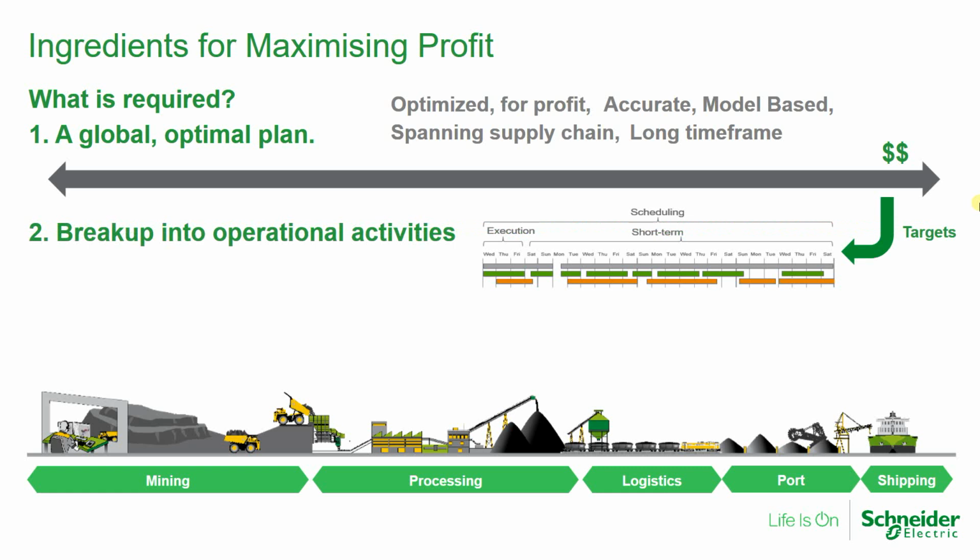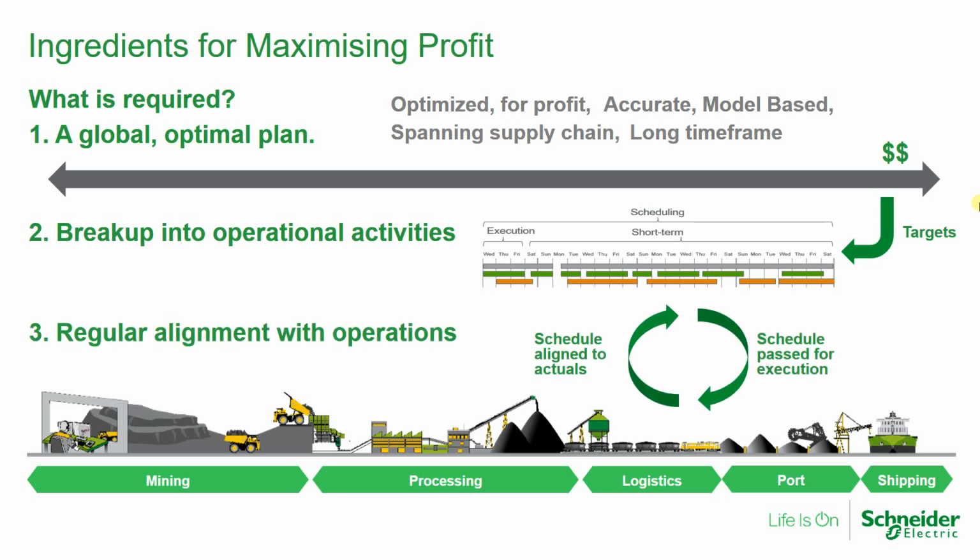The second ingredient is that we need to break this plan into operational activities. These are discrete activities that can be passed on to operations for execution. This schedule needs to be driven by the targets that came from the optimized planning.